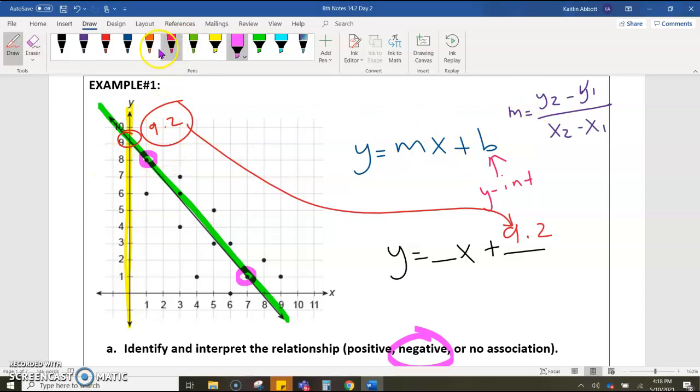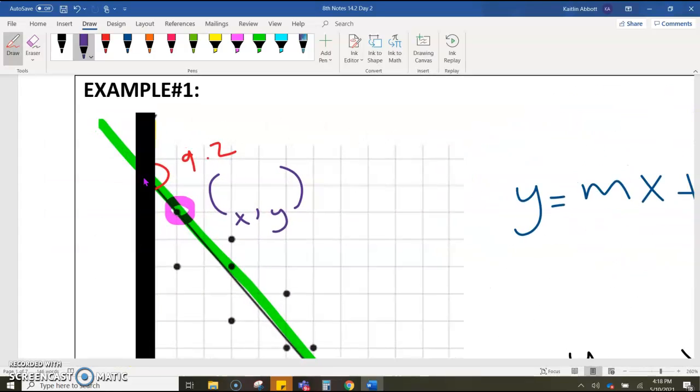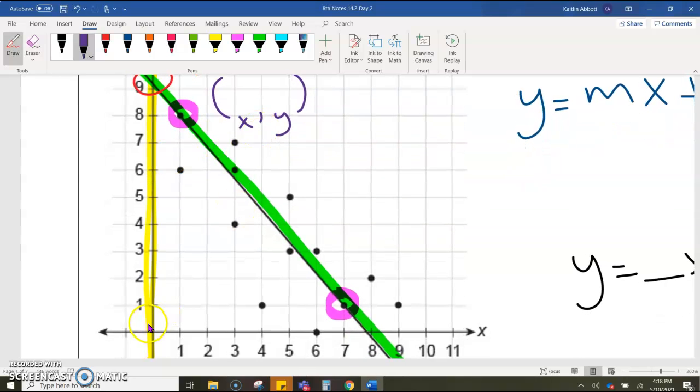So we need to write the ordered pairs. Let me erase this, I need more room. Remember, ordered pairs have parentheses, and the first spot is x and the second spot is y. Let's zoom in here. You start at 0, 0 always to get the ordered pair. Now I'm going to get x. I have to go over until I'm lined up with it. So my x is 1, and my y is 1, 2, 3, 4, 5, 6, 7, 8. So this is (1, 8).